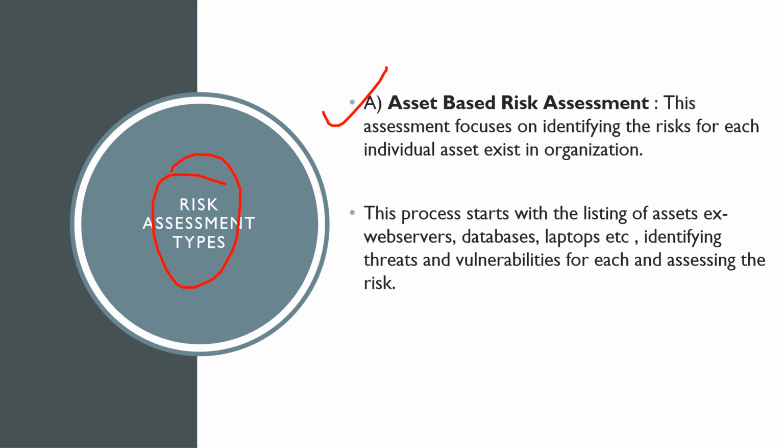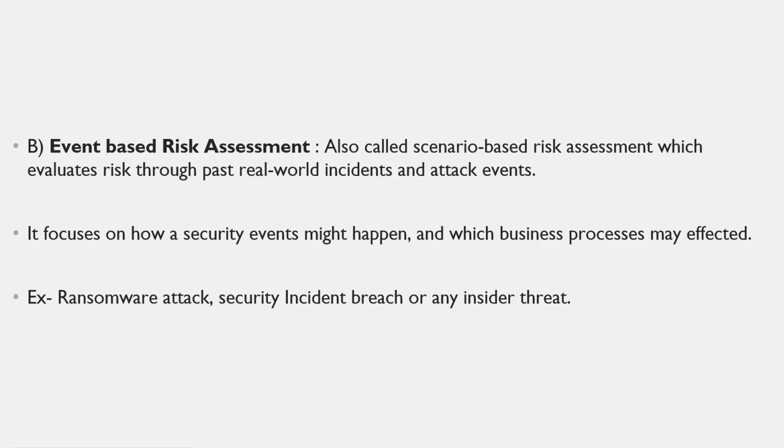Okay. Now, risk assessment has two types. Number one is asset based and second is event based. Asset based means this assessment focuses on identifying the risk for each individual asset that exists in the organization. This process starts with listing the assets, for example web server, database, laptops, then identifying threats and vulnerabilities for each and assessing the risk.